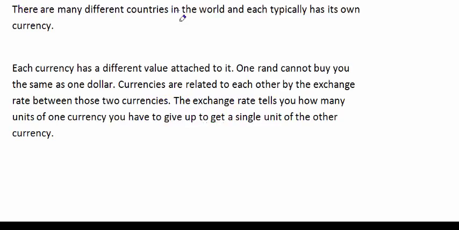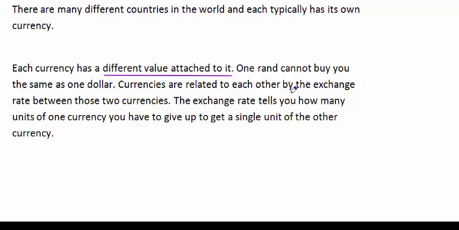There are many different countries in the world and each typically has its own currency. For example, you use the rand in South Africa, they use the Great Britain pound in the UK, the euro in a large part of Europe, the United States dollar in the United States, and so on and so forth. Each currency has a different value attached to it. 1 rand cannot buy you the same as $1.